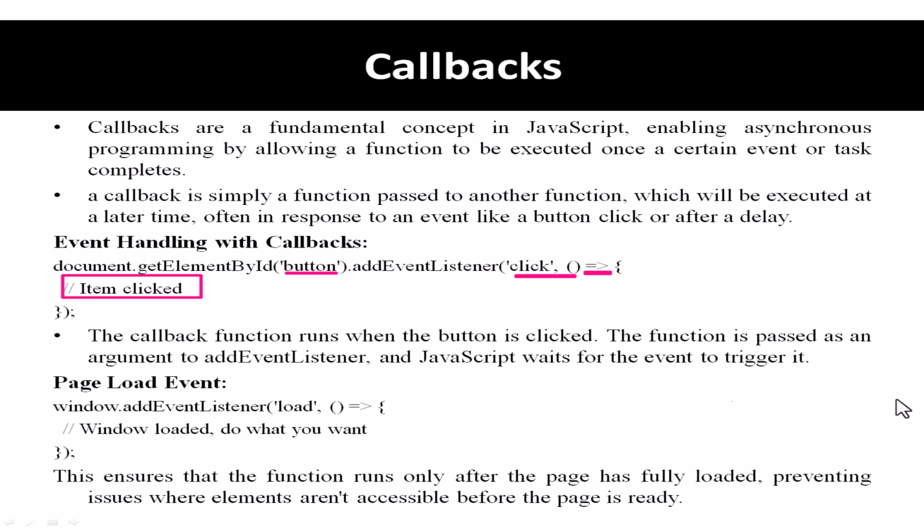For example, the page load event. The page load event means it takes some time to load the page. Here you have defined window.addEventListener load. Load is where you want to load a particular page. Inside the arrow function you can perform, for example, an alert or a prompt, with whatever message you want. This ensures that the function runs only after the page has fully loaded, preventing issues where elements are not accessible before the page is ready.